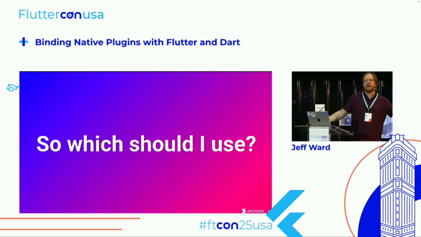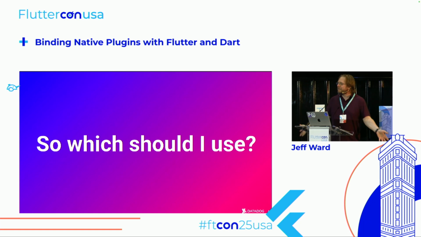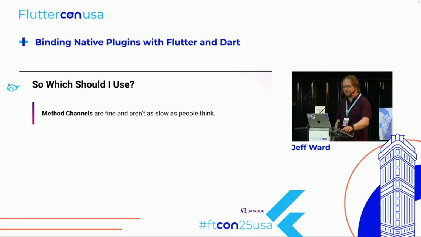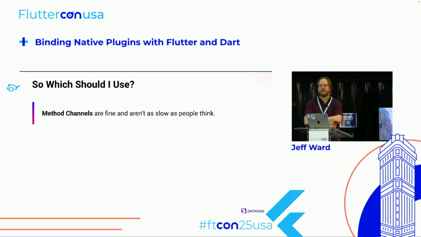So given all of this stuff, which one of these methods should you use to create your plugin? The first thing I want to impress upon people is method channels are kind of fine. They aren't as slow as people think. They don't have the CPU overhead that people seem to think they do. And if you have a bunch of method channel code that already exists, you don't have to go rewrite it for performance reasons. It works great.